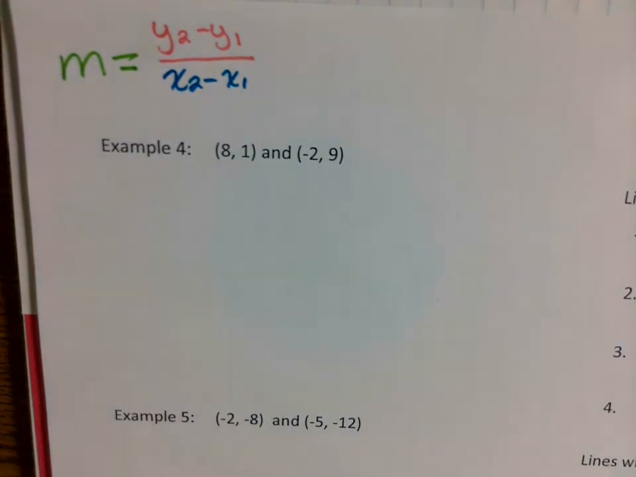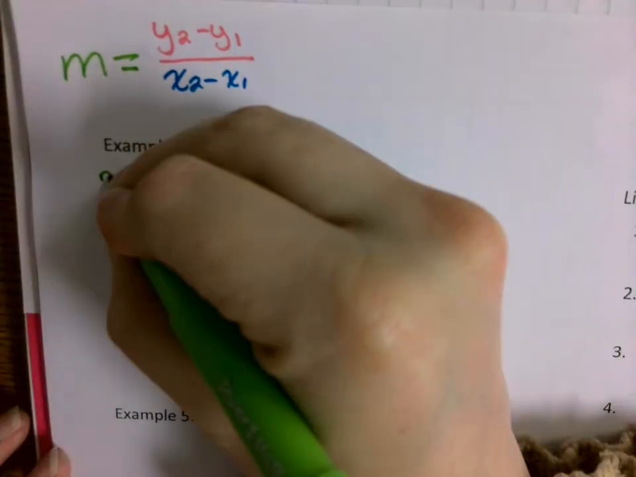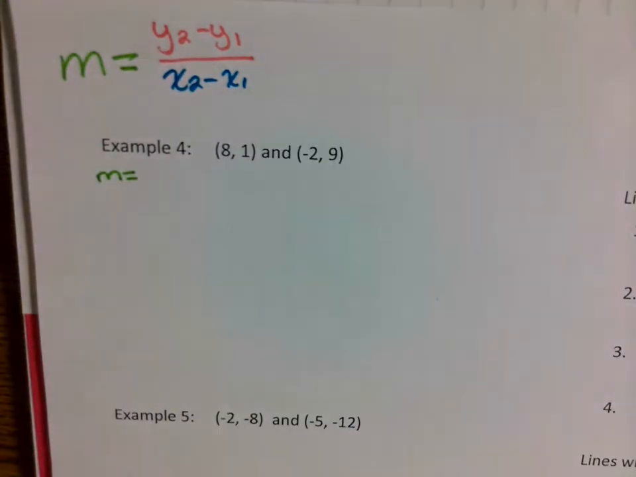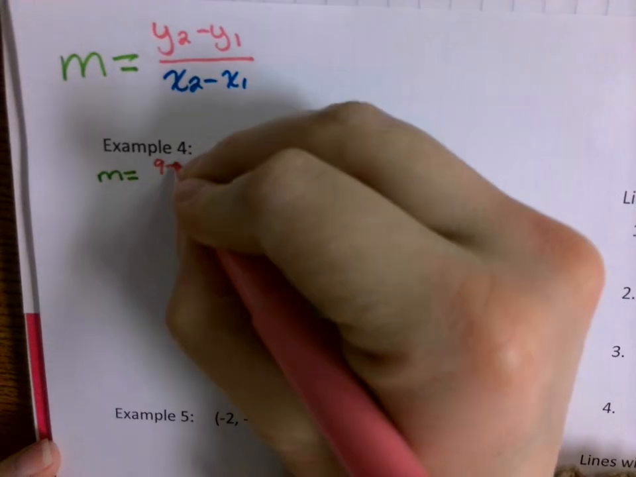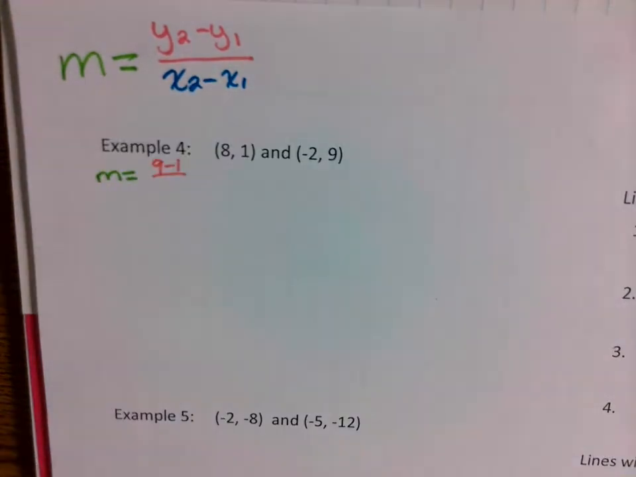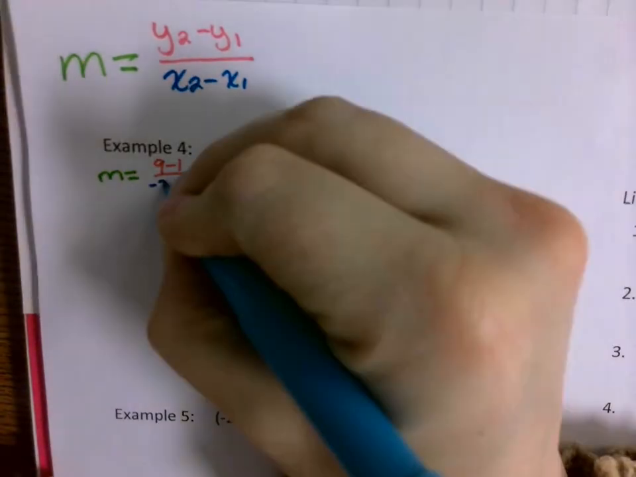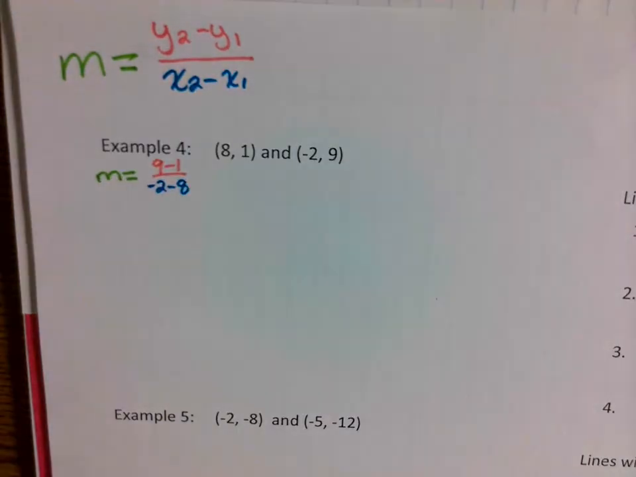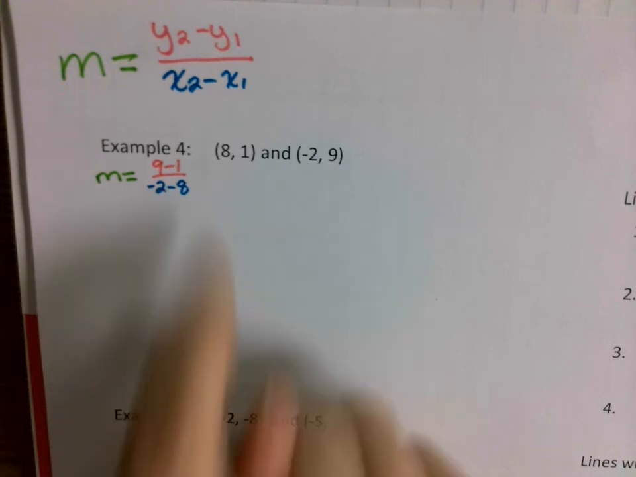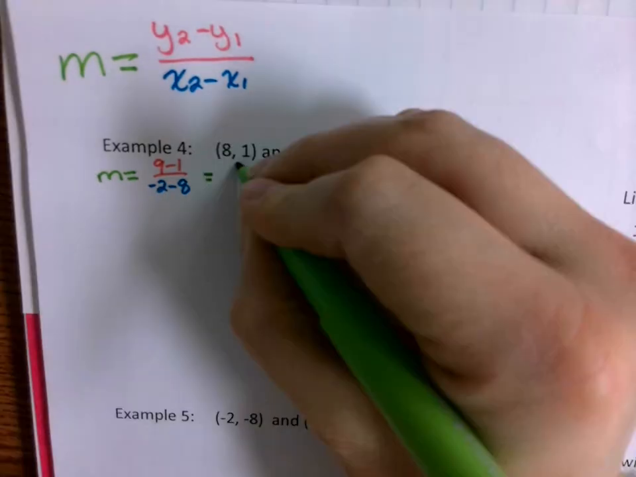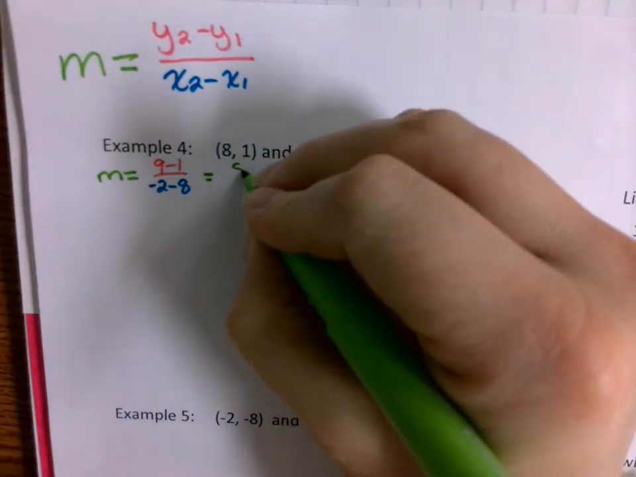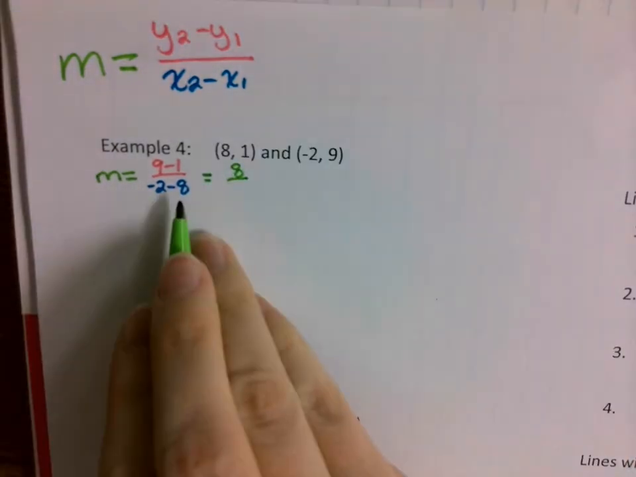So the first thing that I want to do here is go ahead and identify the slope. Again, like I said, it doesn't matter what I do as long as I'm being consistent. So I'm going to do 9 minus 1 on the top, which means I'm going to have to do negative 2 minus 8 on the bottom. Subtraction of my y's over the subtraction of my x's. When I do 9 minus 1, that gives me an 8. Negative 2 minus 8 gives me a negative 10.